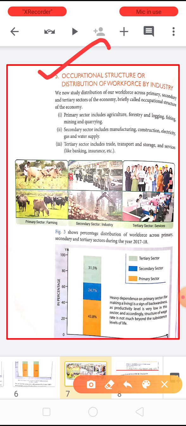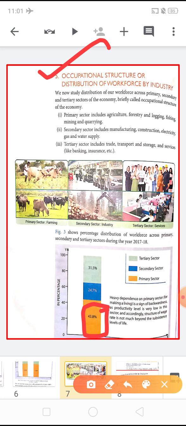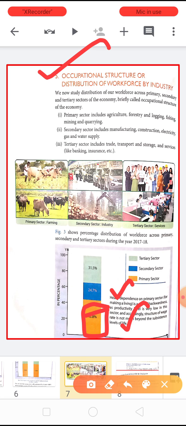So these are the contributions of the workforce across the primary, secondary, and tertiary sectors during the year 2017-18, shown in percentage. Children, just observe: 43.8% belongs to the primary sector, the secondary sector is 24.7%, and lastly the tertiary sector's contribution to the workforce is 31.5%.